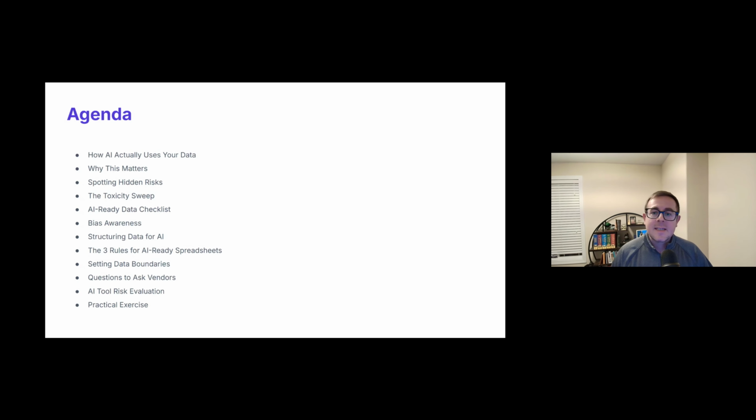And then encapsulating all of this, we're going to talk about setting data boundaries in terms of what can access the underlying data. We're going to talk about questions that you should be asking your AI vendors, as well as an AI tool risk evaluation. And then we're going to wrap up Module 1 with a practical exercise.